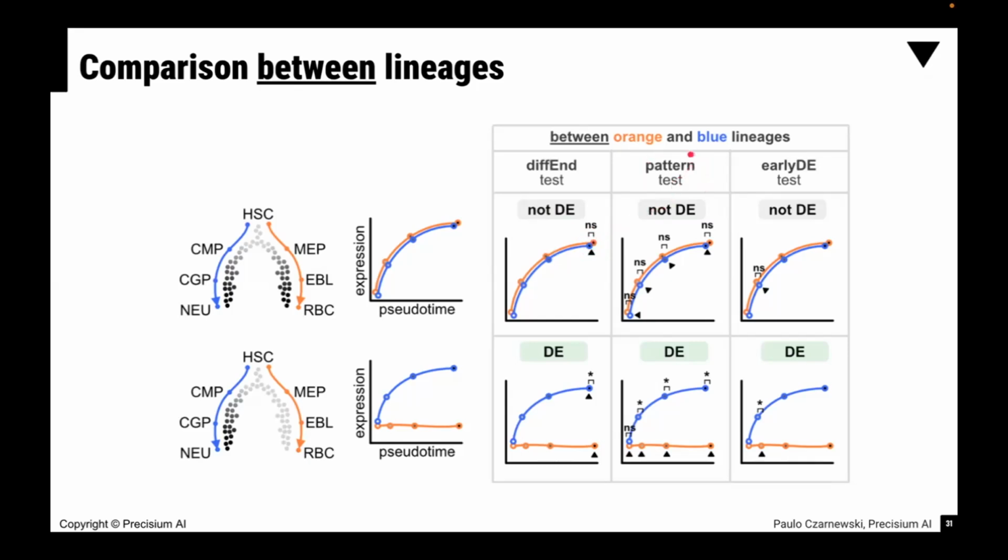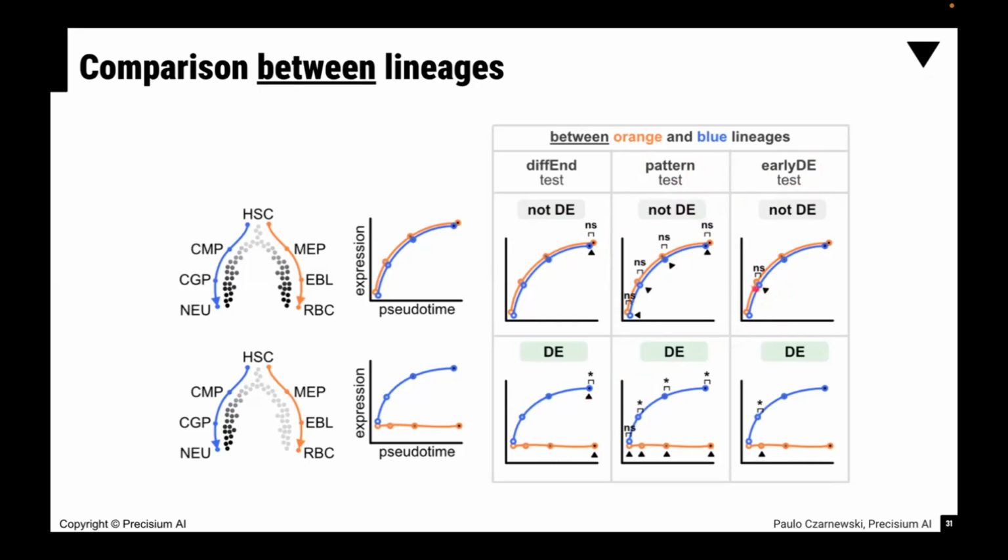When you have the pattern test, you're actually testing all the different time points together, and you can see it's not differentially expressed. All of them are very similar. And in the early DE test, you're testing not the start point, but just after that, because you want to see if there is any significant difference in the beginning of the trajectories between the two lineages.